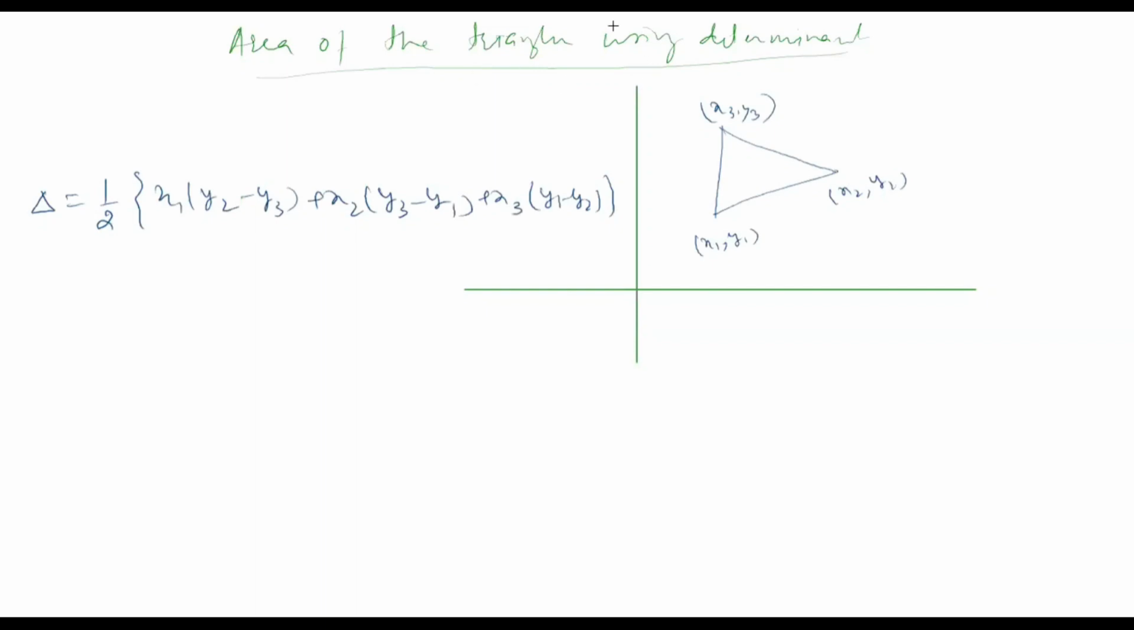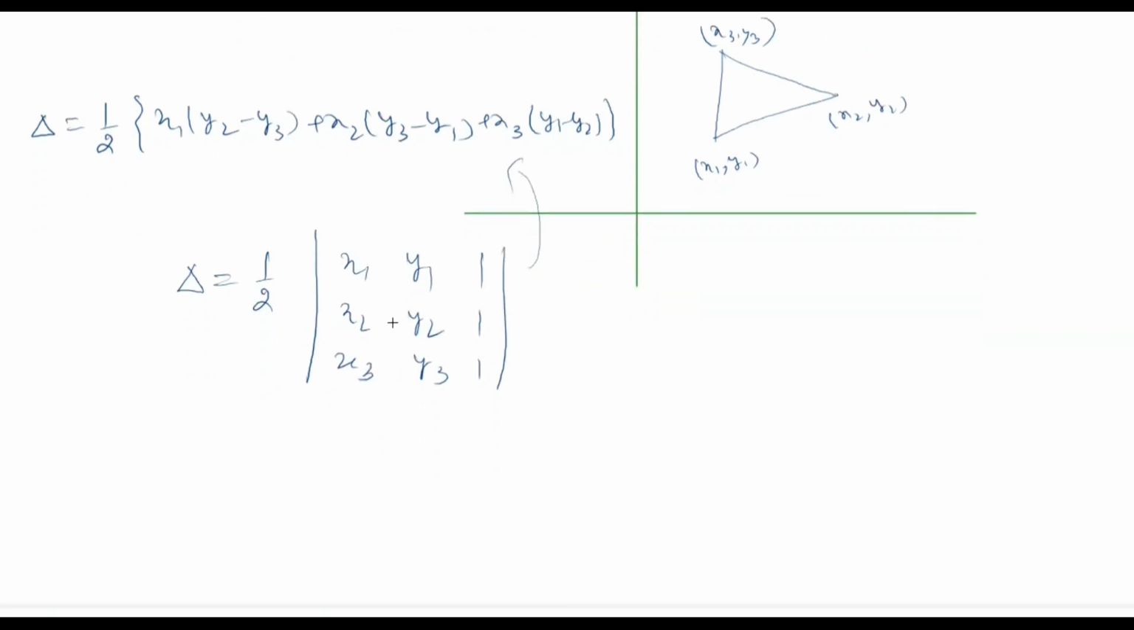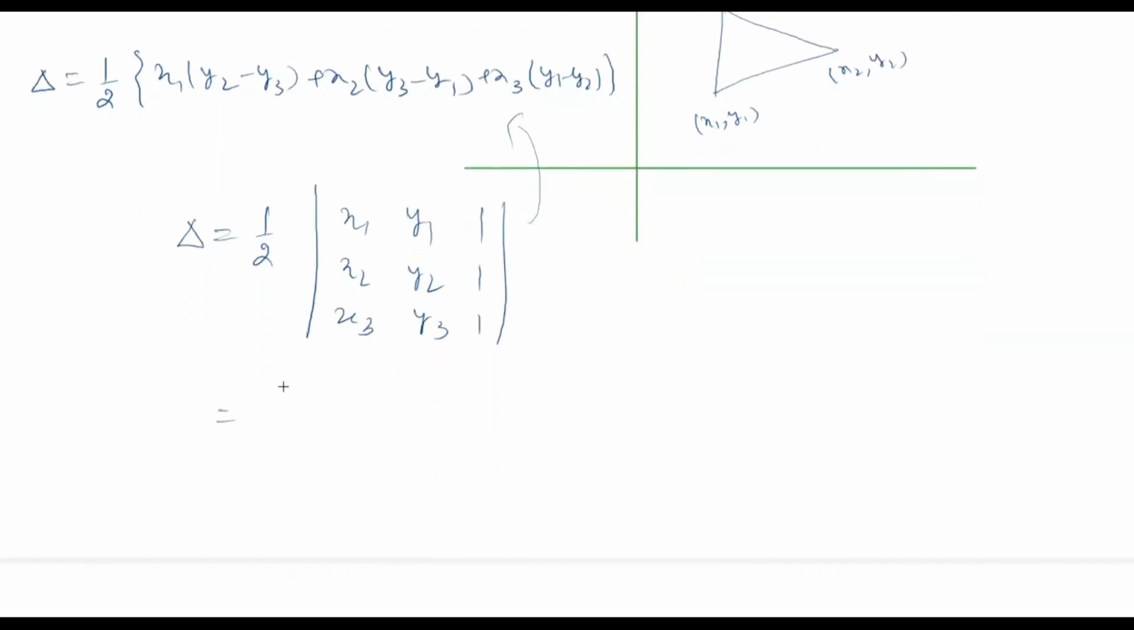So what is easier to remember is this: you can write it as half, and then write this as x1, x2, x3, and y1, y2, y3, and 1, 1, 1. This will be equivalent to that. If you expand it, this is what you'll be getting. Just now we've learned, right, how do you expand the determinant?